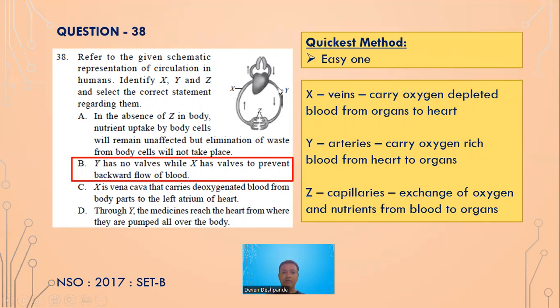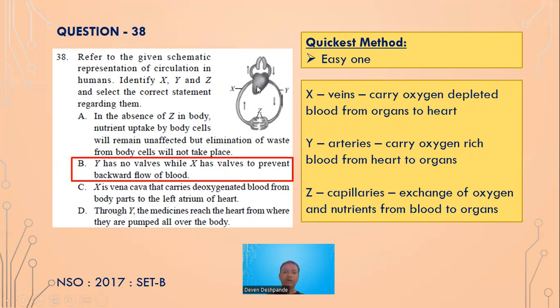And the Y, what does Y do? Arteries, the heart pumps the blood. So oxygen rich blood is carried from the heart to the organs, isn't it? Y has no valves, where X has valves to prevent backward flow, isn't it? So this is the correct statement, because when you are pumping the blood, you don't want a valve here. Because the heart is pumping the blood to the organs, you don't want a valve here.